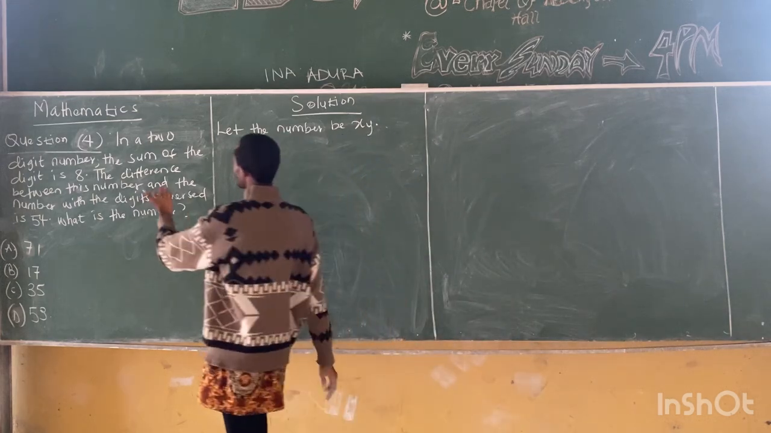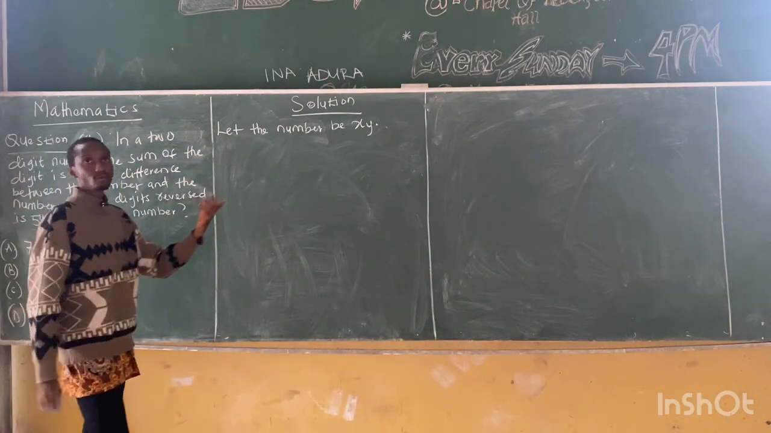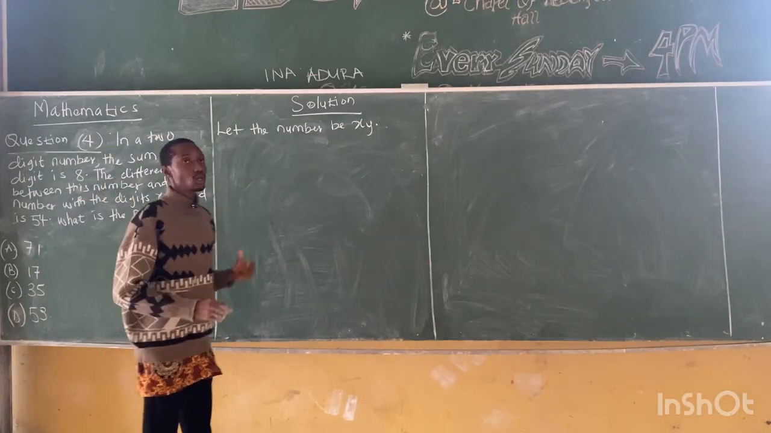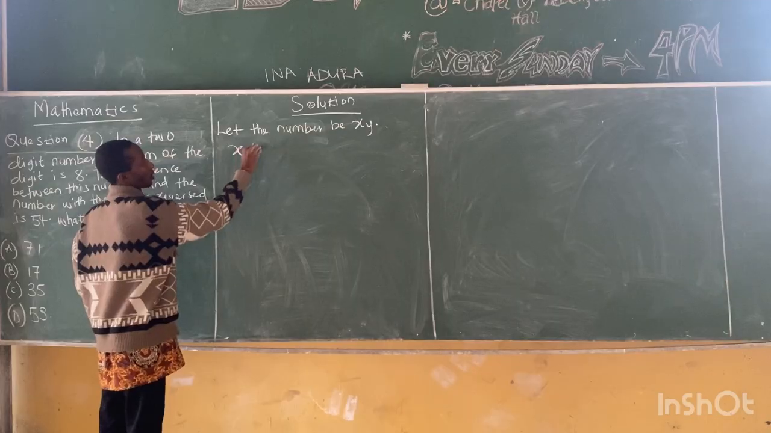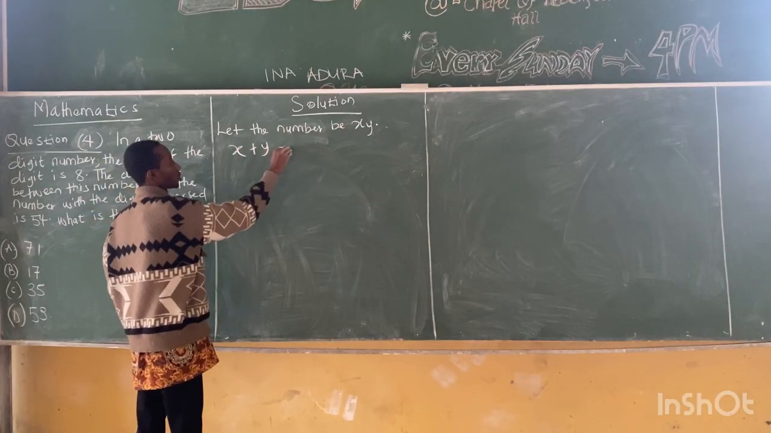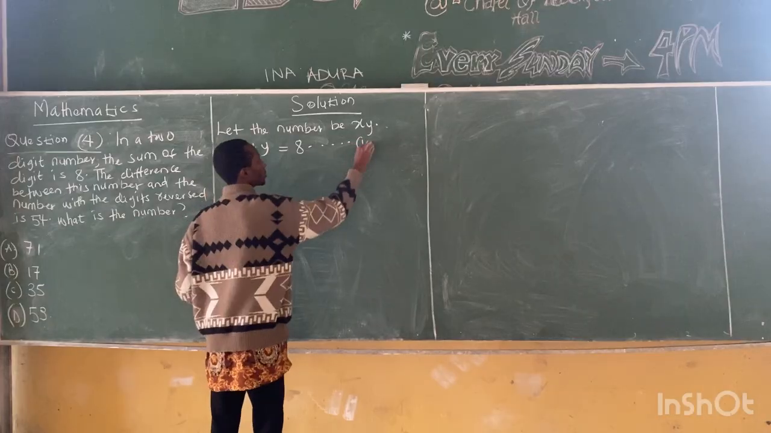The next part of the question says the sum of these digits is 8. We have the two numbers to be x and y. So the sum of the two digits gives us 8. So we have x plus y is equal to 8. Let's call this our equation 1.